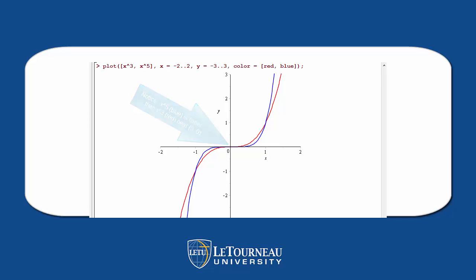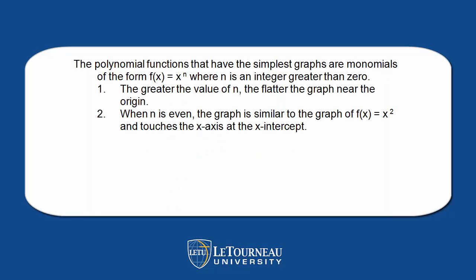cubed is. So now, let's go to the second idea, that when n is even, the graph is similar to the graph of f of x equal to x squared. It touches the x-axis at the x-intercept.